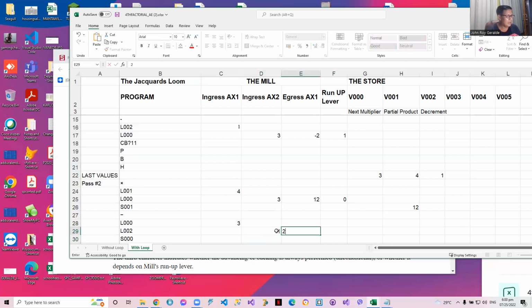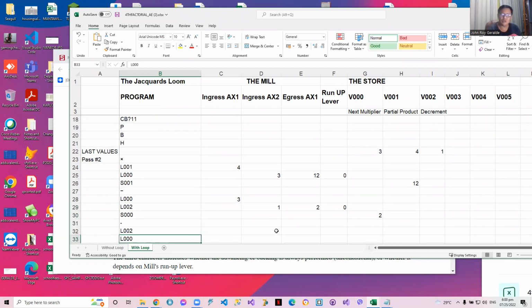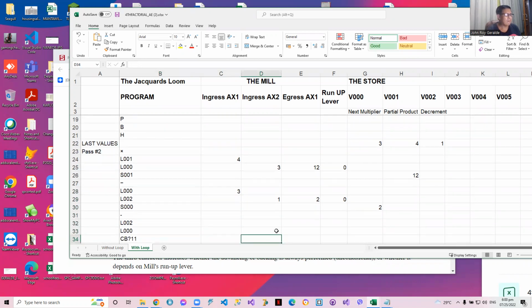2. Right? The run-up lever is 0. When we say S00, the next multiplier is 2. Do you follow? Any questions so far? So, it's a process of computing the next multiplier and computing the next partial product. The first times computes the partial product. The next minus computes the next multiplier. And the next minus evaluates if we are going to continue or not. Okay? Do you follow?